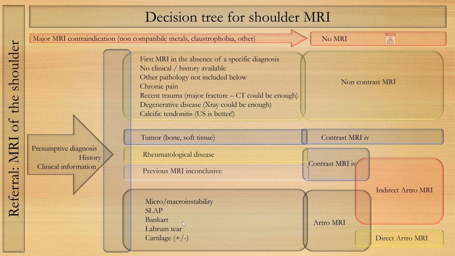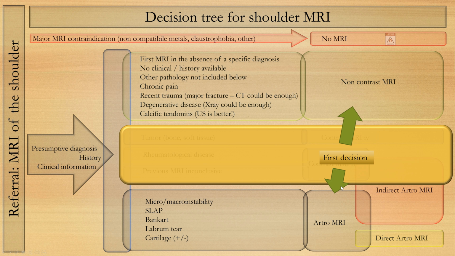And when there is micro or macro instability, a suspicion of SLAP lesion, Bankart lesion, labrum tear, or cartilage lesion, we do arthro MRI, with this possibility of doing indirect or direct arthro MRI. I will explain this a bit later. But first decision is between non-contrast MRI or arthro MRI. This part of the decision tree we already discussed.